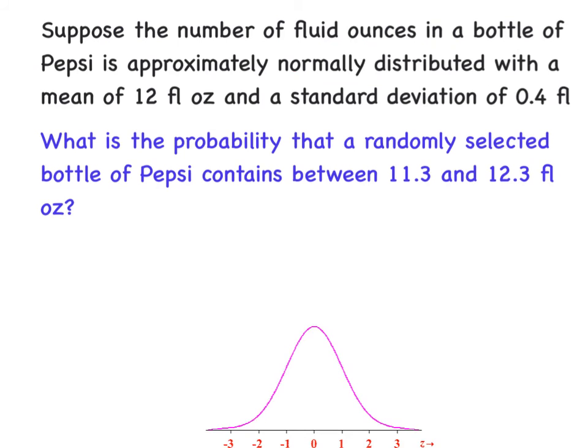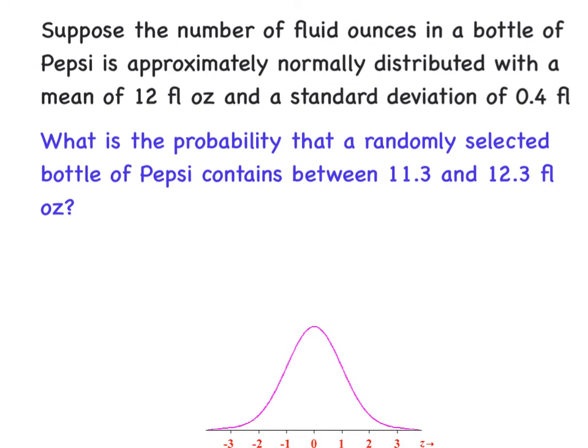What's the probability that a randomly selected bottle of Pepsi contains somewhere between 11.3 and 12.3 fluid ounces? Now here's the best part of tonight. I don't know if you noticed, but yesterday I wouldn't say that we were faking the numbers, but I had to be really careful about what numbers I picked in that normal distribution, because the chart we were using, we could only go with 1 standard deviation or 1.5 or 2 or 2.5, or it had to be a really nice packaged number.